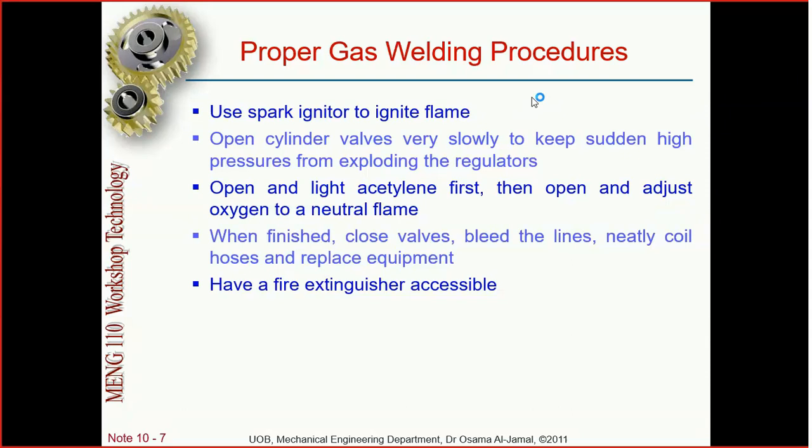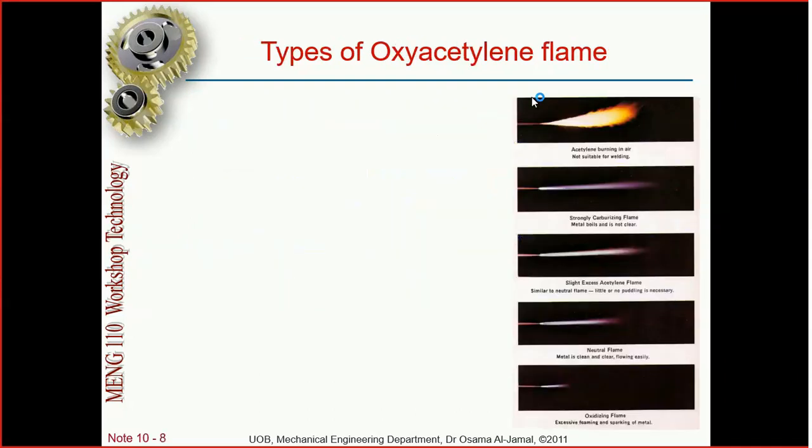So when we are finished, we will close both the valves and properly keep the equipment. And always there should be a fire extinguisher nearby, because in case of fire, you may need the fire extinguisher. So these are the different types of flame. If it is only acetylene, it is a yellow flame.